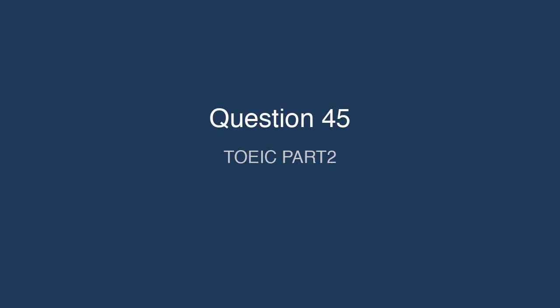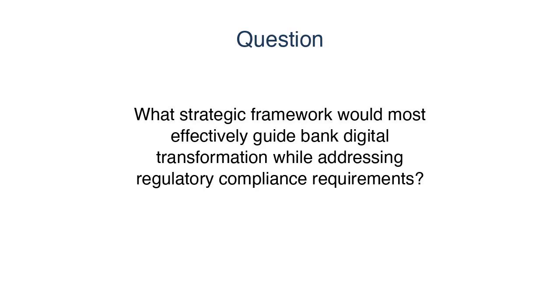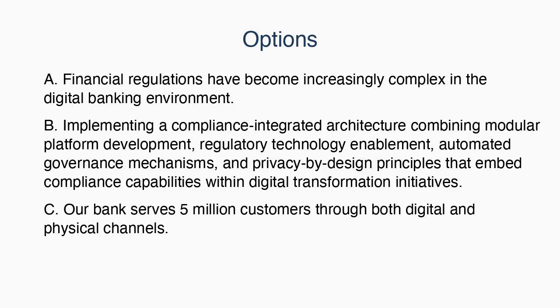Question 45. What strategic framework would most effectively guide bank digital transformation while addressing regulatory compliance requirements? Here are your options. A. Financial regulations have become increasingly complex in the digital banking environment. B. Implementing a compliance-integrated architecture combining modular platform development, regulatory technology enablement, automated governance mechanisms, and privacy by design principles that embed compliance capabilities within digital transformation initiatives. C. Our bank serves 5 million customers through both digital and physical channels.